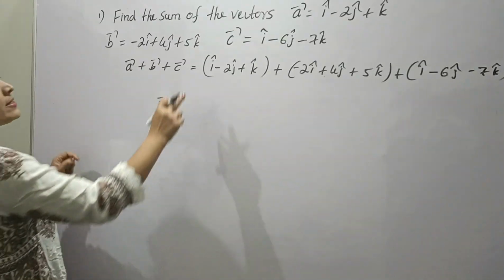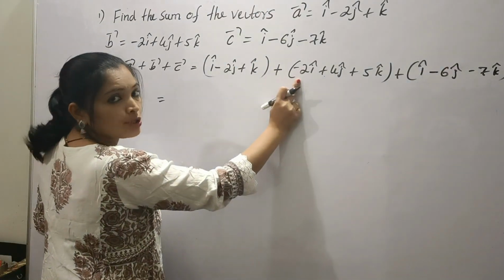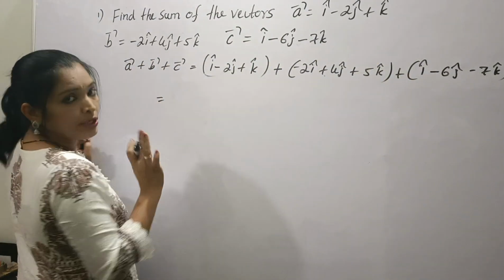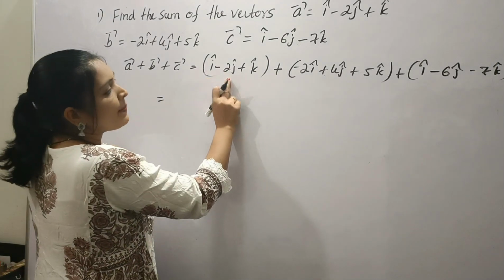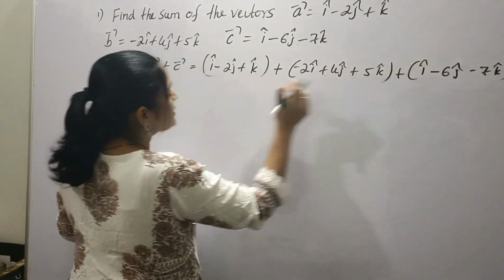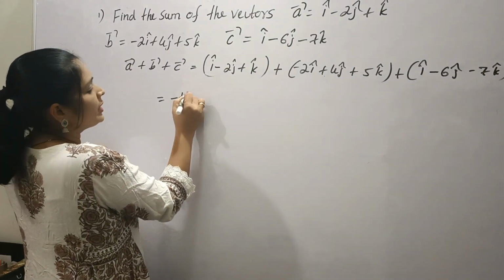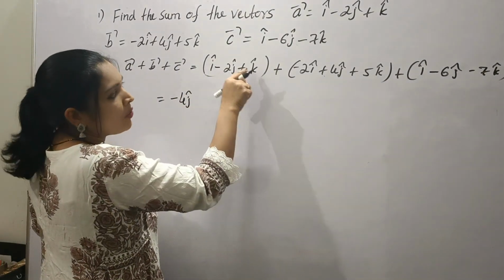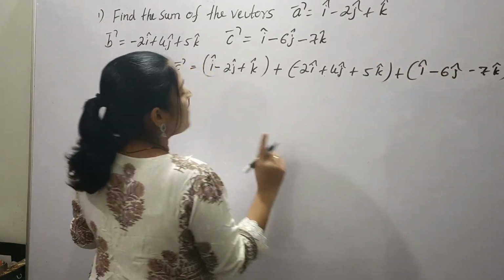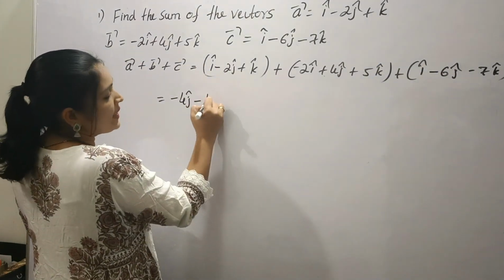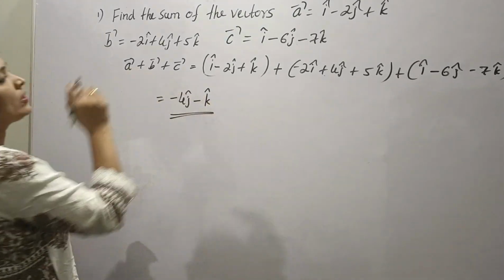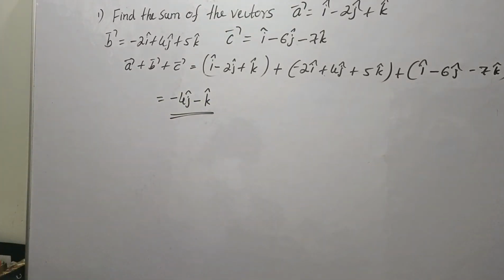Add corresponding components. 1 plus minus 2 minus 1, minus 1 plus 1 is 0, no need to write. Okay. Next is minus 2 plus 4, 2. 2 plus minus 6, minus 4j. Next k, 1 plus 5, 6. 6 minus 7, minus 1, minus k. Okay. So it is the sum of these three vectors.